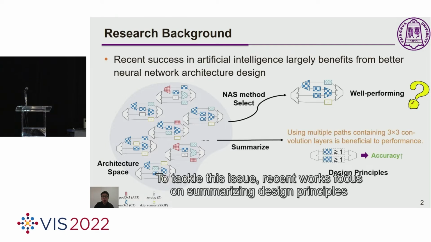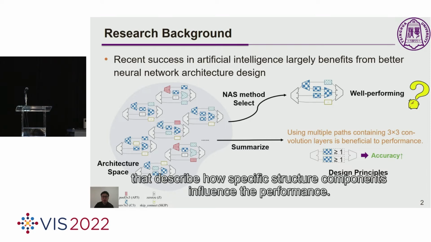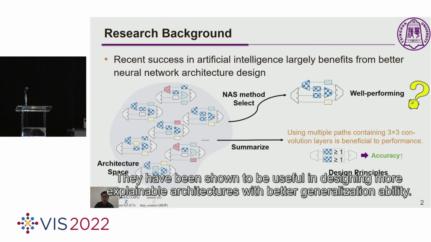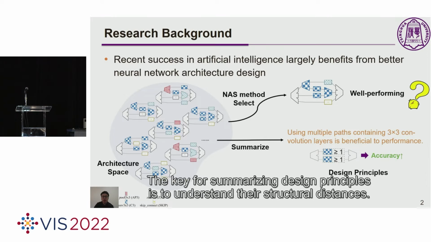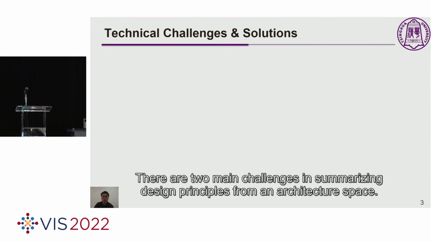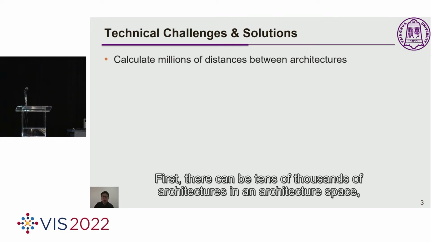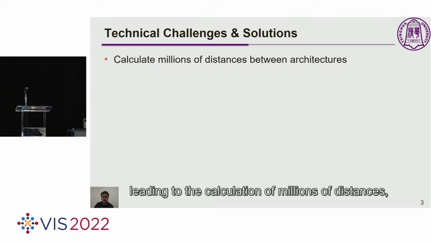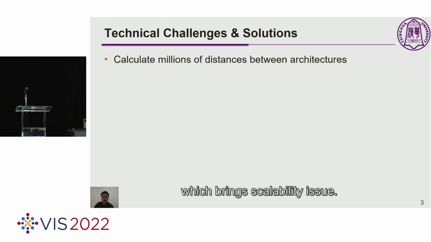To tackle this issue, recent work focused on summarizing design principles that describe how specific structural components influence the performance. They have been shown to be useful in designing more explainable architectures with better generalization ability. The key for summarizing design principles is to understand their structural distances. There are two main challenges in summarizing design principles from an architecture space. First, there can be tens of thousands of architectures in an architecture space, leading to the calculation of millions of distances, which brings a scalability issue.